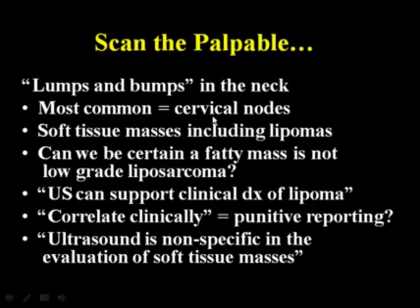Most commonly these are cervical nodes, and if you see some of the benign features, you can safely state that these look like cervical lymph nodes with no suspicious morphology. We also are seeing soft tissue masses, including lipomas. And I always ask myself the question, can I be certain that a mass that is similar in echotexture to the surrounding fat is not a low-grade liposarcoma?